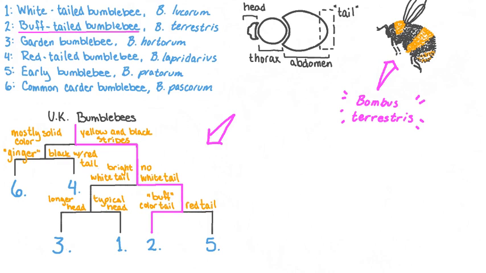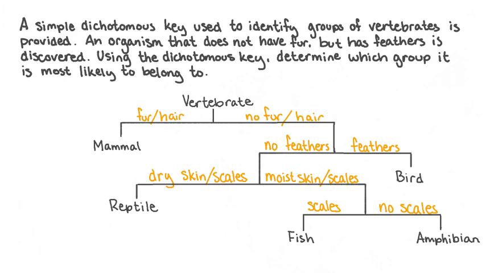Now that we're familiar with dichotomous keys, their function, and the basics of how they're constructed and used, let's try a practice question. A simple dichotomous key used to identify groups of vertebrates is provided. An organism that does not have fur but has feathers is discovered. Using the dichotomous key, determine which group it is most likely to belong to.